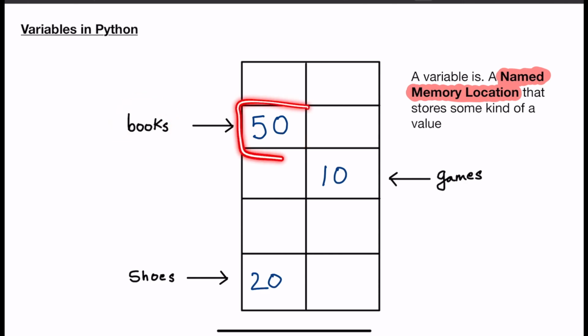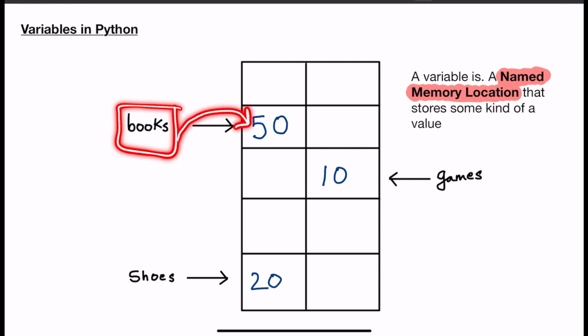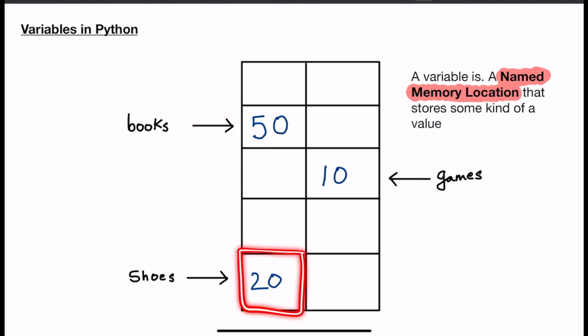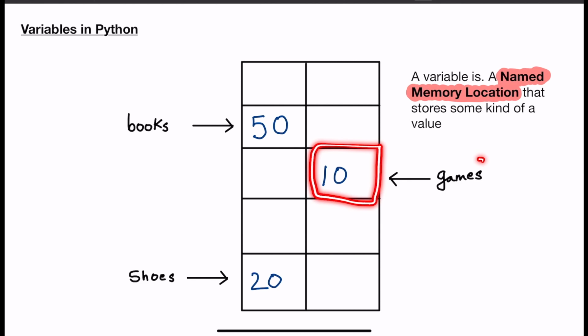So for example, this compartment right here has been given the name books and it stores the value 50. This compartment right here has been given the name shoes and it stores the value 20. And this compartment right here has been given the name games and it stores the value 10.